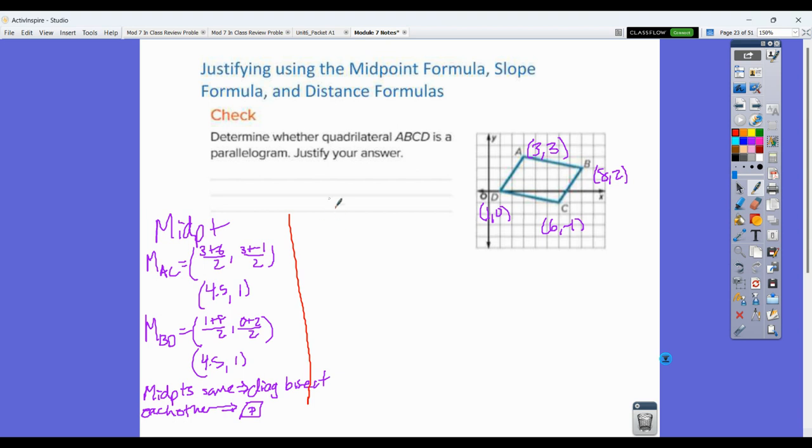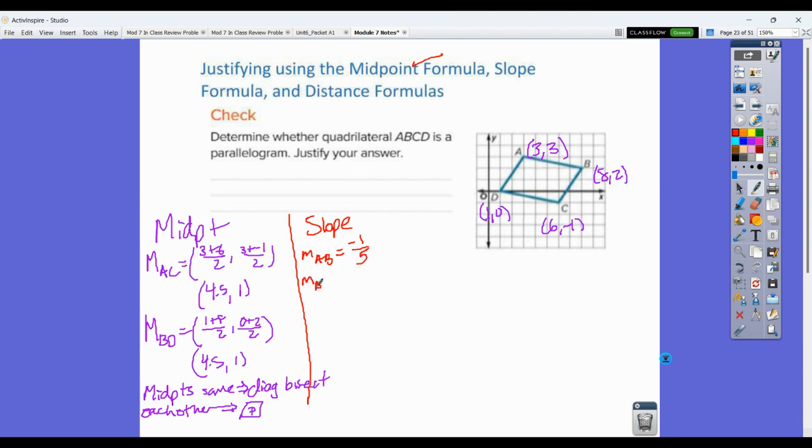The next way that I could do it, besides the midpoint formula, is I could use the slope formula. With the slope formula, you're trying to prove that your opposite sides are parallel. So you would do the slope of, let's say, AB here. You can count these, but you need to write them down. So down 1 over 1, 2, 3, 4, 5. So negative 1 over 5.